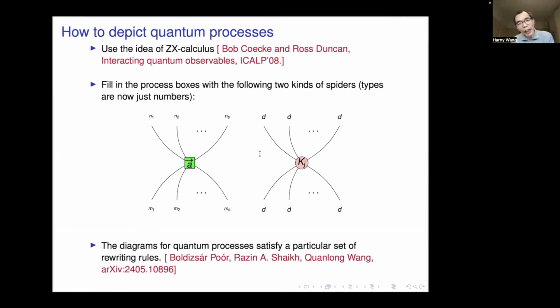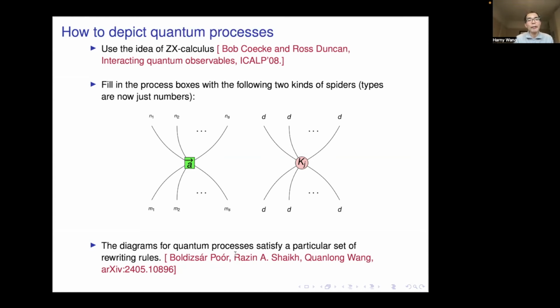And another thing, before we just said general types, but now the types we just fix. The types are just numbers, and for the green spider, the numbers can be any natural numbers. But for the red spider, each leg can be the same type. You don't need to let them be different. But for the green spider, you can let them be different.